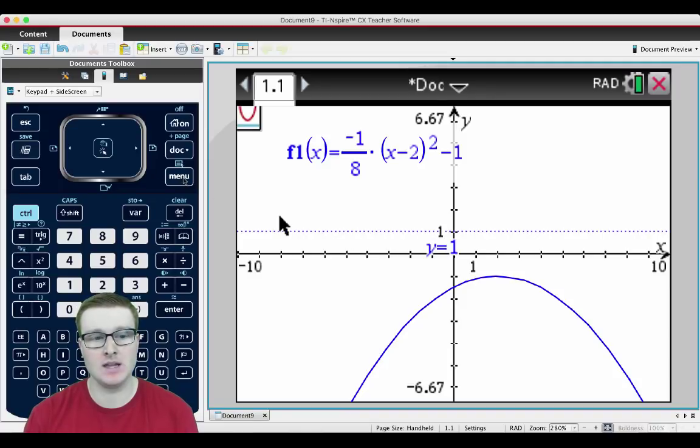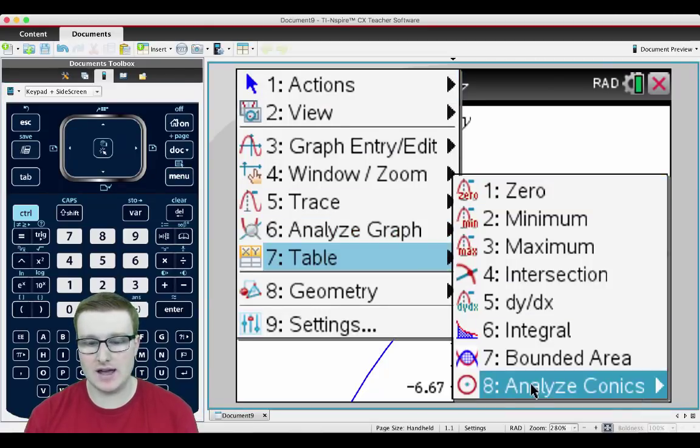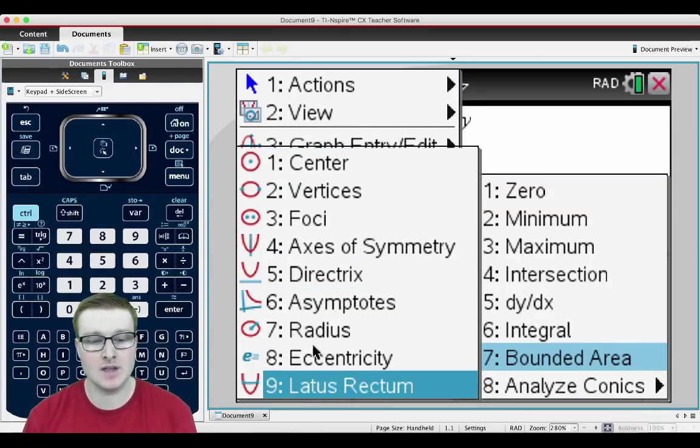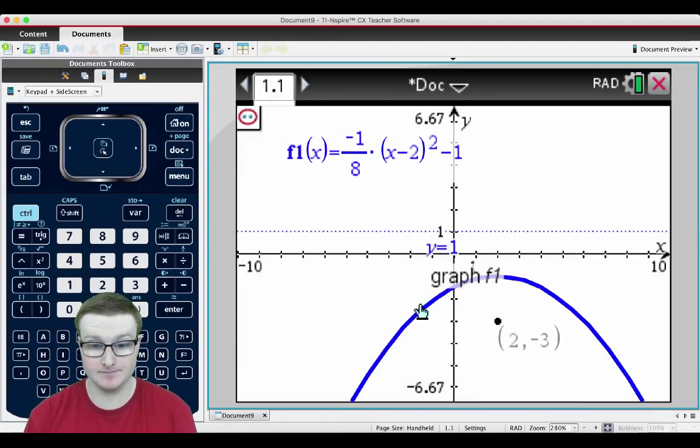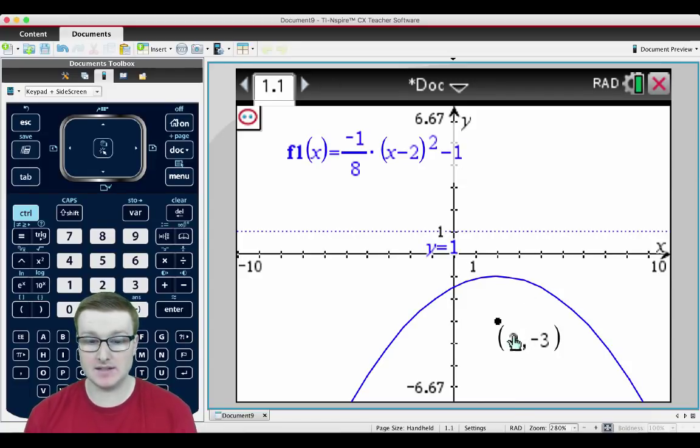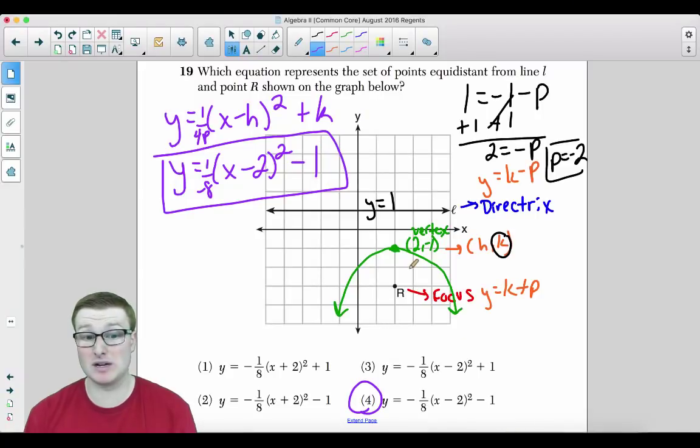You get y equals 1. Then do it again. Menu, Analyze Graph, Analyze Conics, then click on foci, or that's a focus, okay? And look at that. They tell you the focus, and they tell you the directrix. Doesn't that match what we're given? Yep, we're good to go.